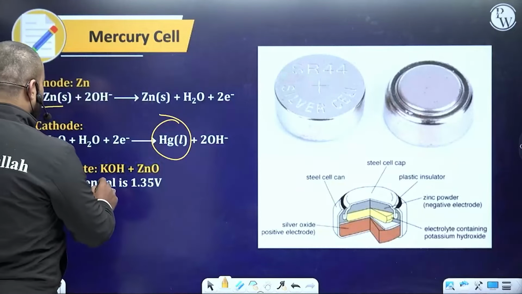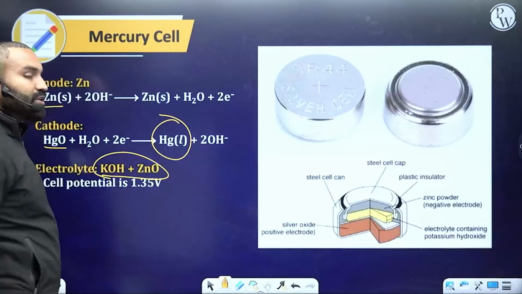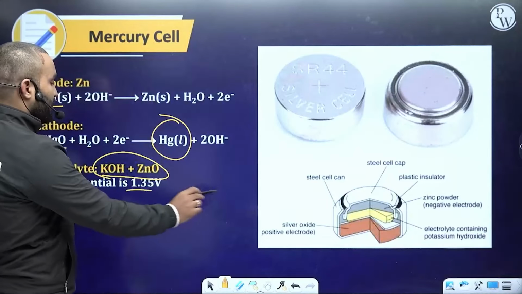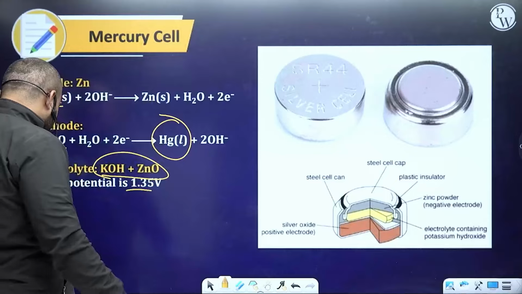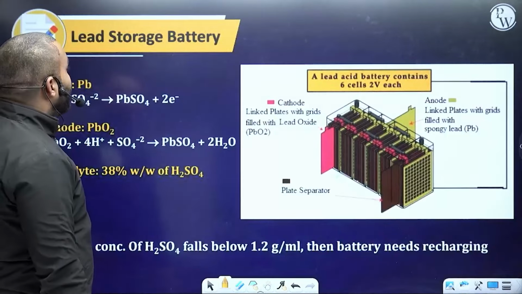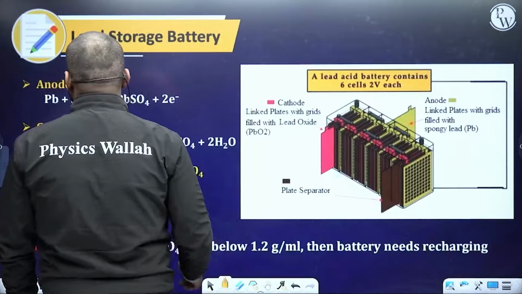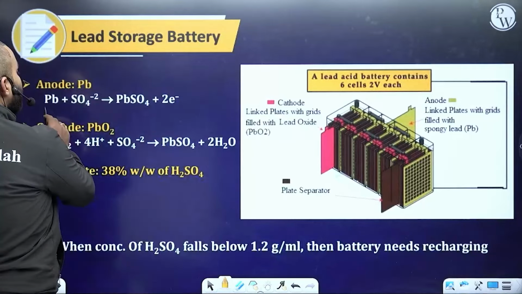What is the electrolyte used here? It's a combination of ZnO and KOH. And what's the cell potential? It's 1.35 volt. Okay. Then the lead storage battery, I like it so much. Why? I'll tell you. Anode is having lead.